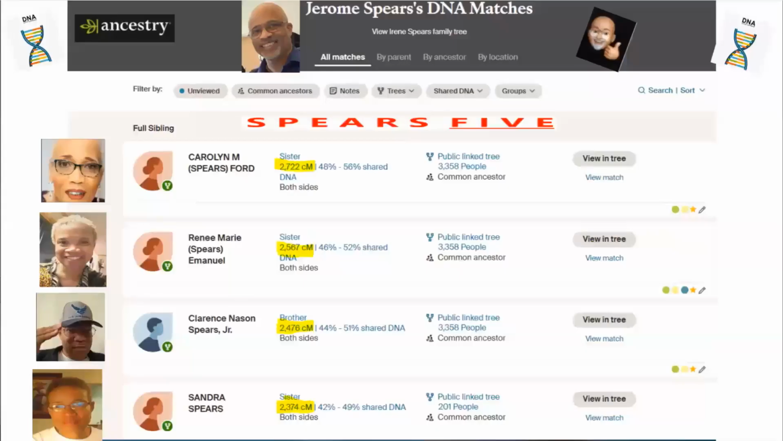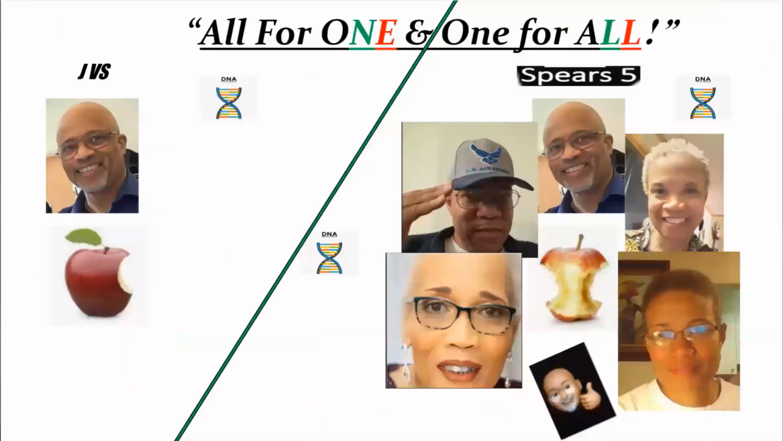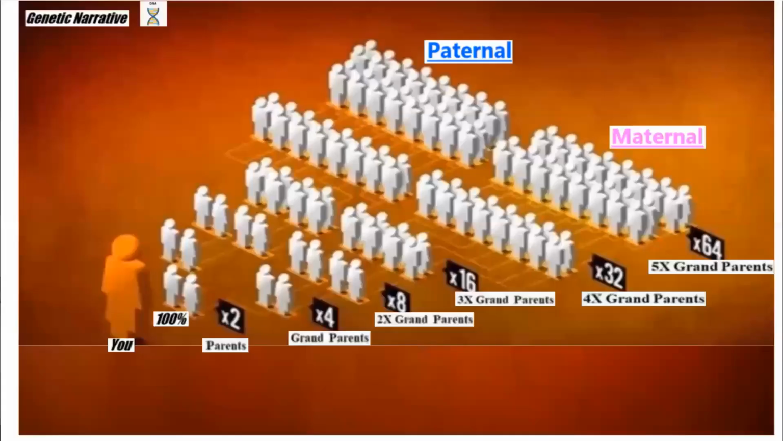We're commonly referred to as the Spears 5. So why take one bite out of the apple when using the Spears 5, we can gobble that whole thing up? There's strength in numbers. We talk about there being 50% of DNA from your mother and 50% from your father. Well, if you add those two together, you get 100%.